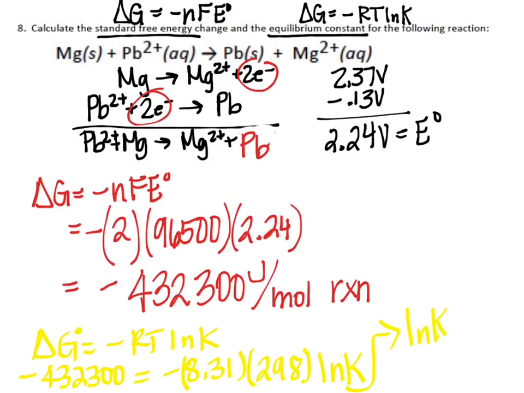So ln K is equal to, I got about 175. And if we take e to that, then K is a very huge number. And what is that? 6.57 times 10 to the positive 75th. 6.58 times 10 to the 75th.